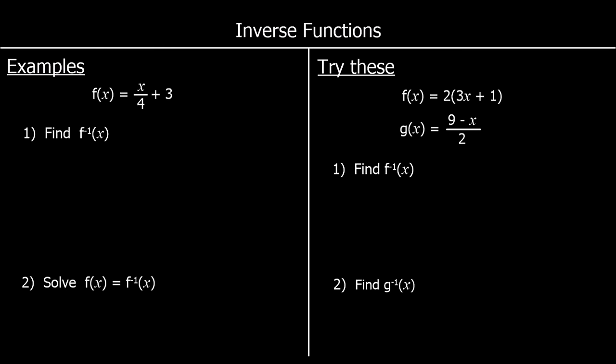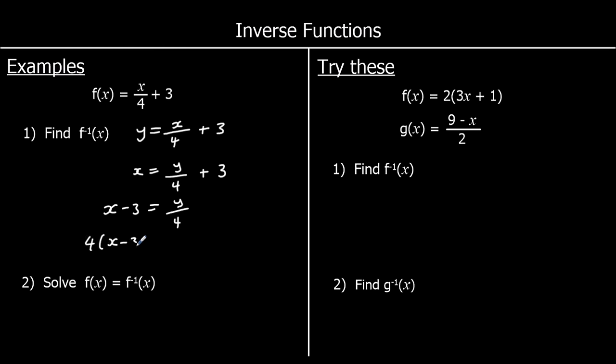And another example, we've got f of x equals x over 4 plus 3. Again, find the inverse function. So at the moment, we can say y equals x over 4 plus 3. And in the inverse function, we'll switch x and y around. x will become y, and y will become x. The input becomes the output, and the output becomes the input. And then we'll make y the subject of the formula. So we'll subtract 3 from both sides, take 3 away from both sides. So x minus 3 equals y over 4. And then to get y by itself, multiply both sides by 4. So 4 times (x minus 3) is y. So the inverse function, f inverse of x, is 4 times (x minus 3).